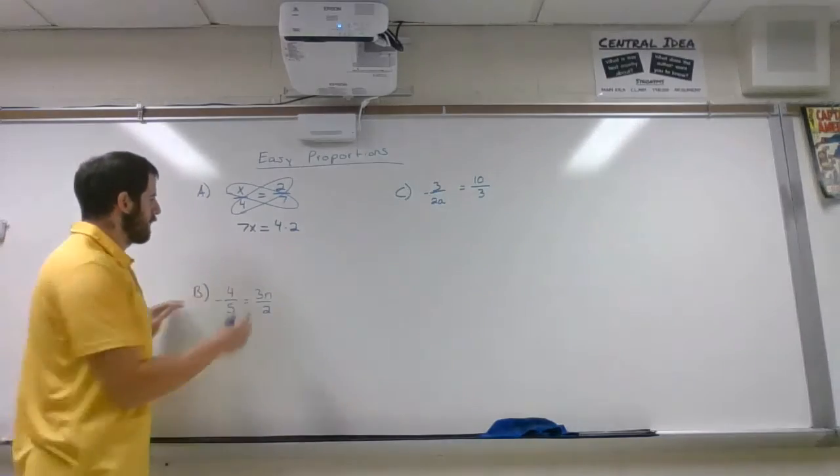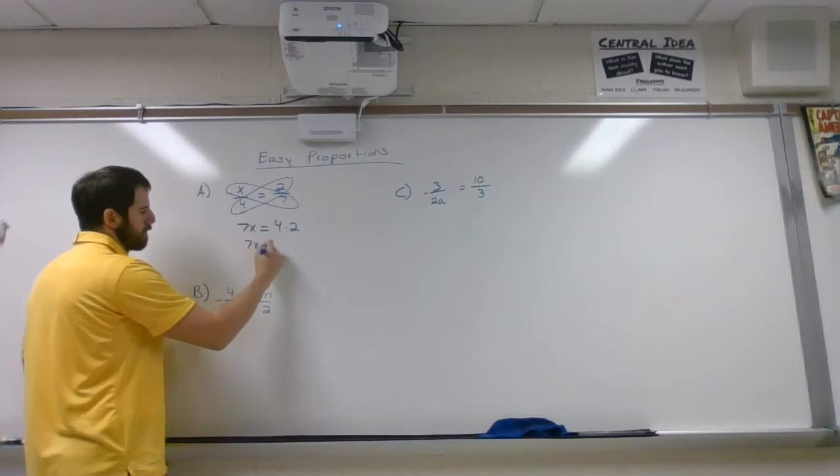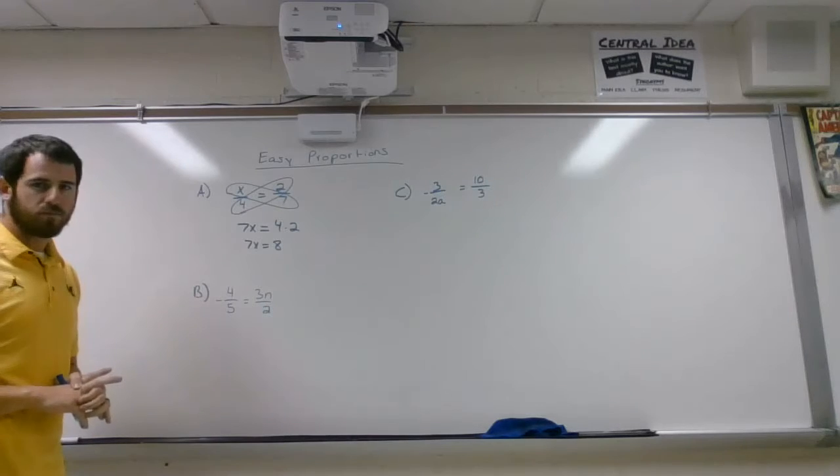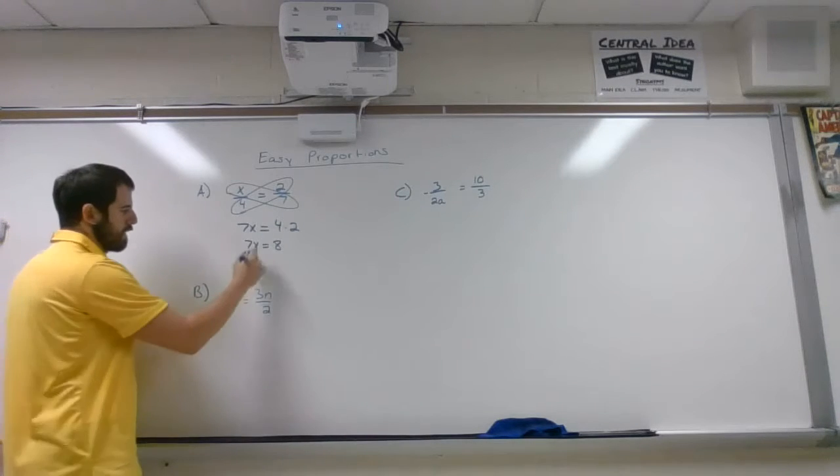So when we simplify, I still have 7x, and now I have 4 times 2, which just gives me an 8. And then I'll divide both sides by that 7.